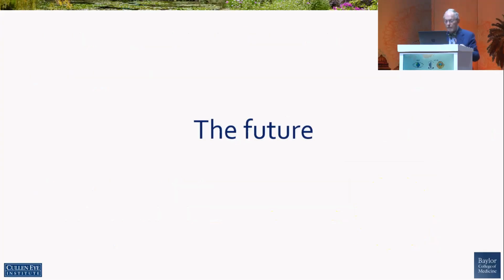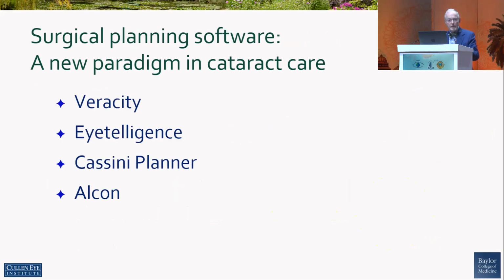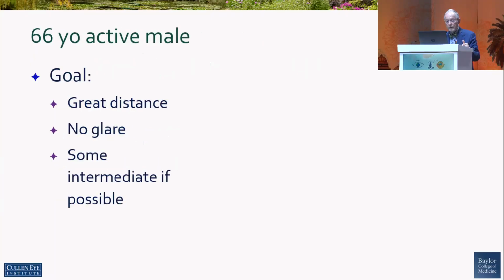And one other thing I'll just say is I think the future for all of us is going to be surgical planning software. There are a number of them out there: Veracity, iTelligence from Bausch & Lomb, the Cassini planner, and Alcon will be coming out with its planner. And here's an example of how you can use it in your practice.